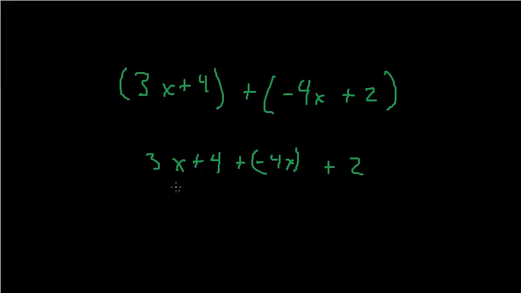So when I go to add these, I add my like terms, 3x and a negative 4x, which gives me a negative x, and then 4 plus 2, which gives me plus 6. And that is my answer for adding these two polynomials. What if I subtract polynomials?